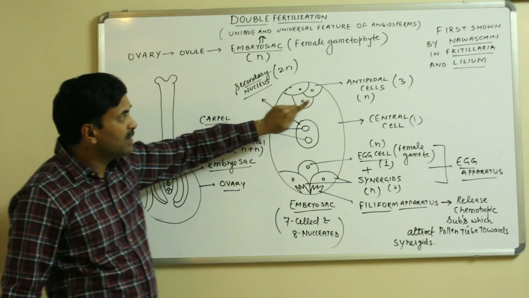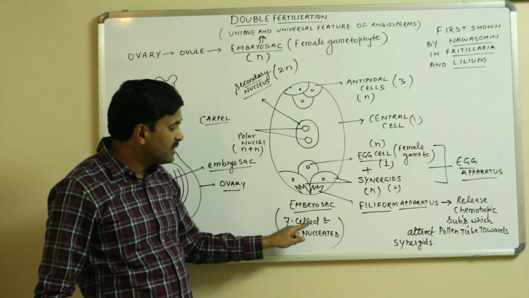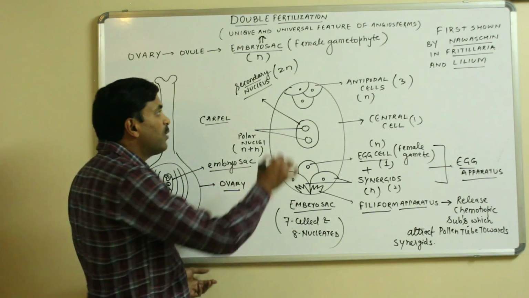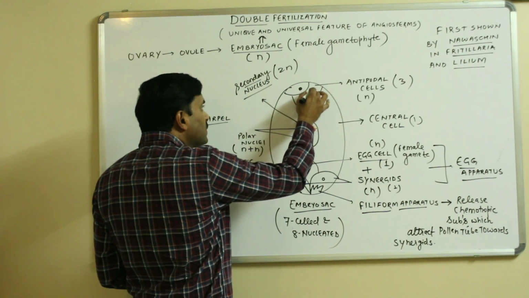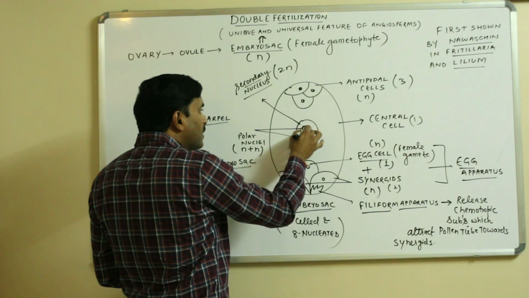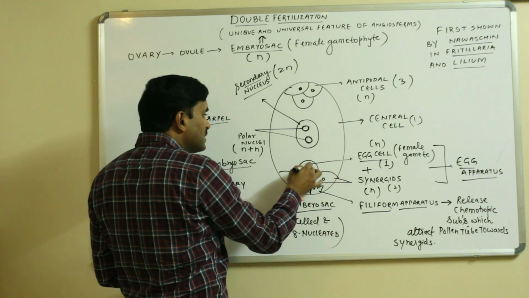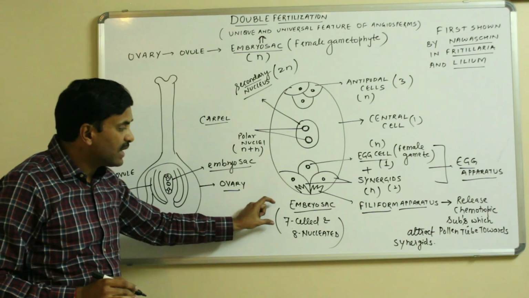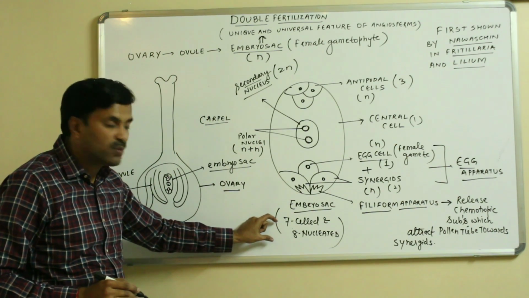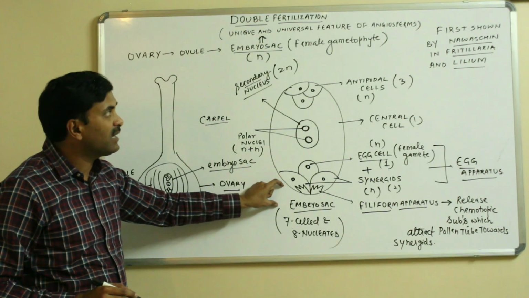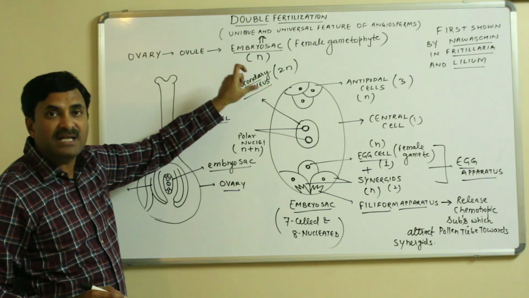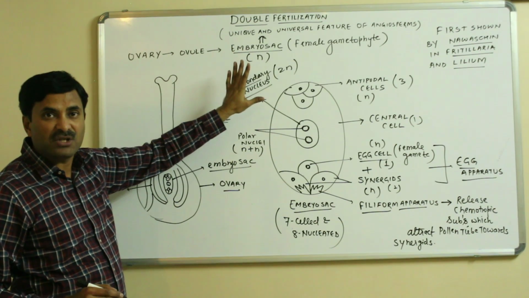So altogether, we have counted the 7 cells and now we have to count the 8 nuclei. How are there 8 nuclei? 1, 2, 3, 4, 5, 6, 7 and 8. So altogether there are 7 cells and 8 nuclei in the embryo sac, and this embryo sac acts as the site of double fertilization.